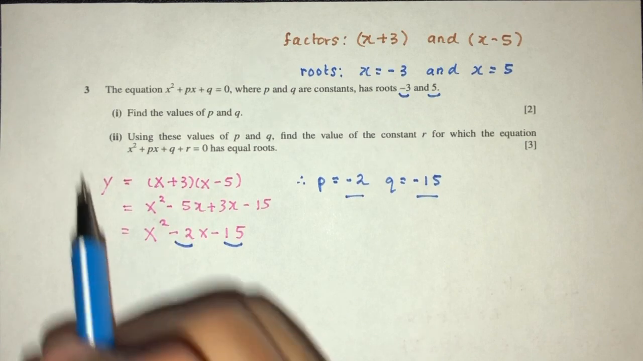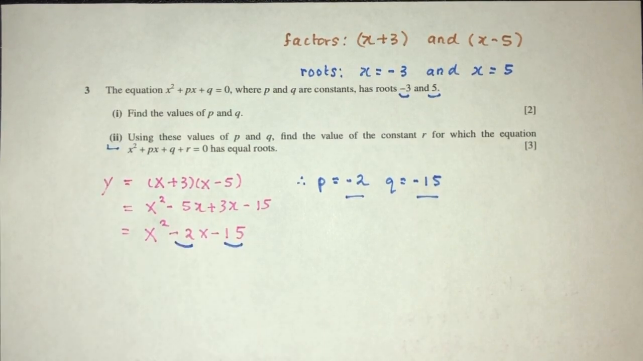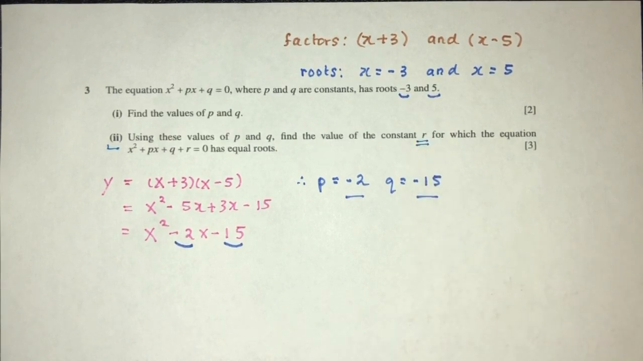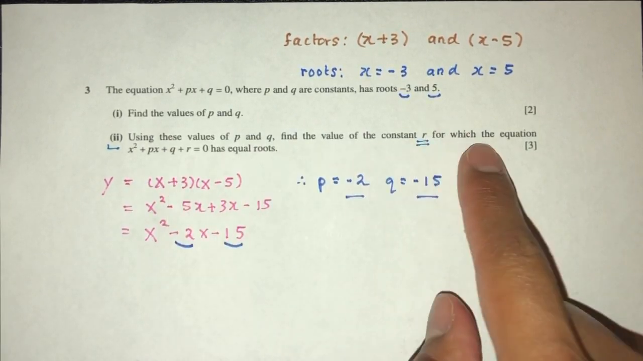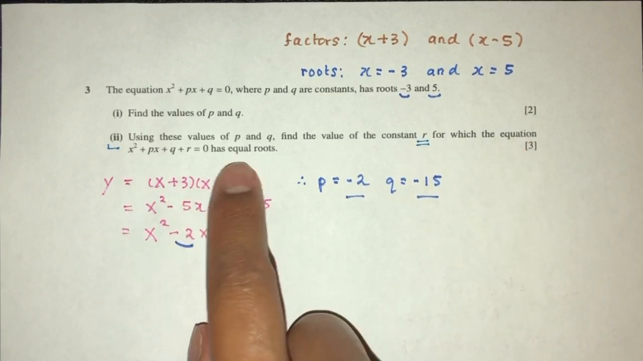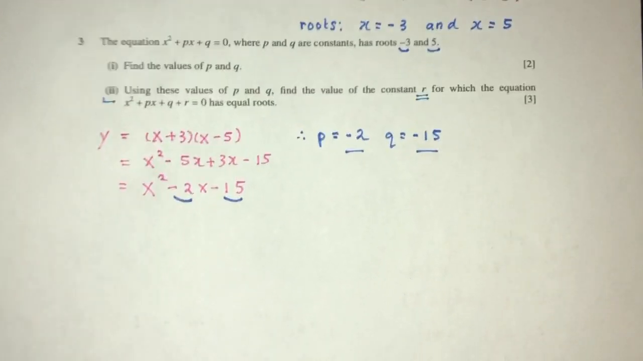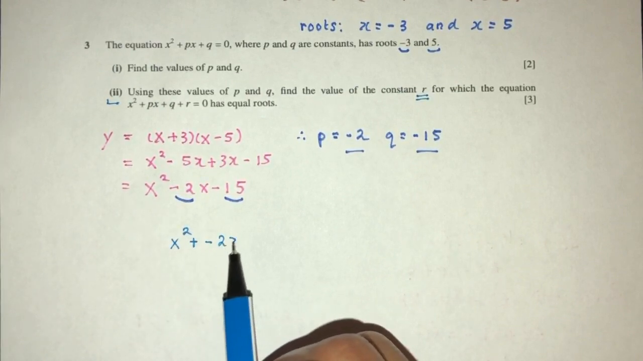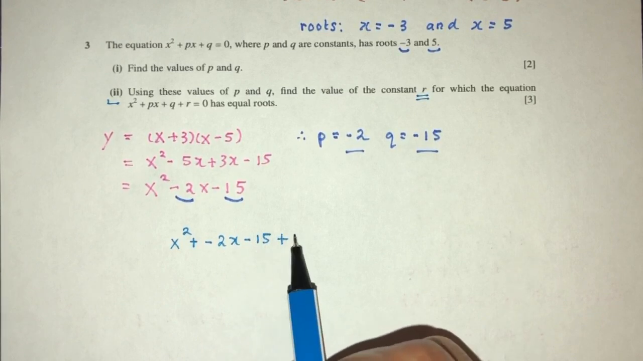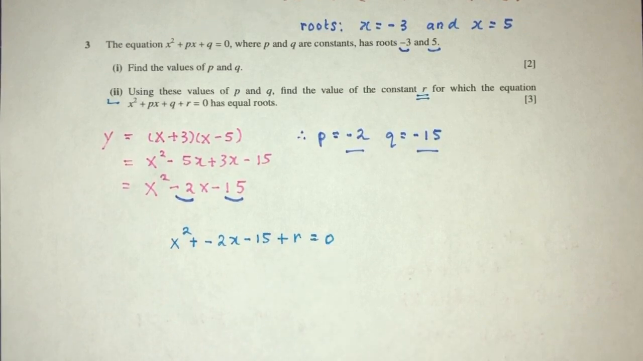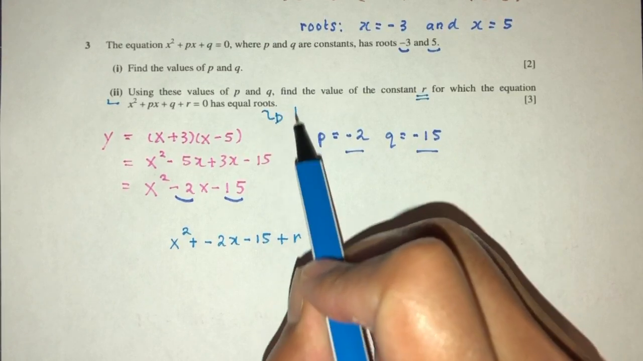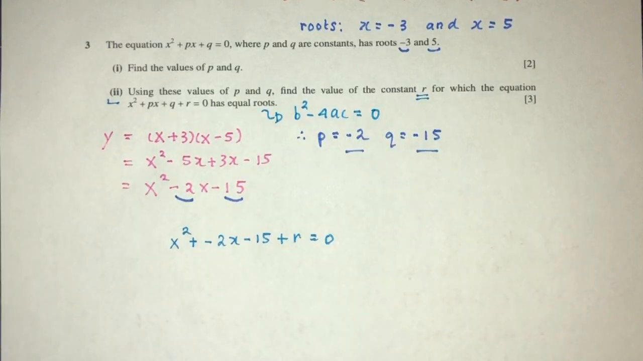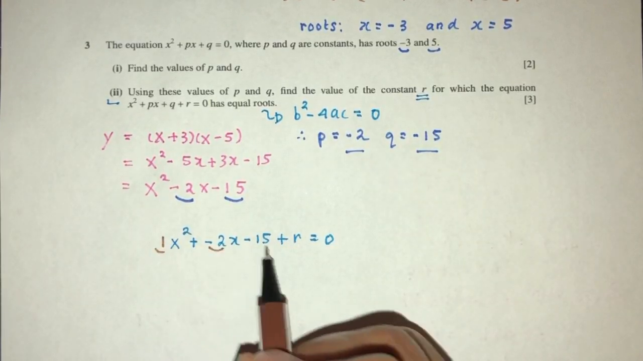Now let's move on. For part 2 of your question, using these values of p and q, we have to find the value of r. So how would you find the value of r in this one? R in which the equation has equal roots. So pretty easy. Right now we have x squared minus 2x minus 15 plus r is 0 has equal roots. Equal roots means what? Means we have to look at b squared minus 4ac equal to 0. So this is a, b, and c.